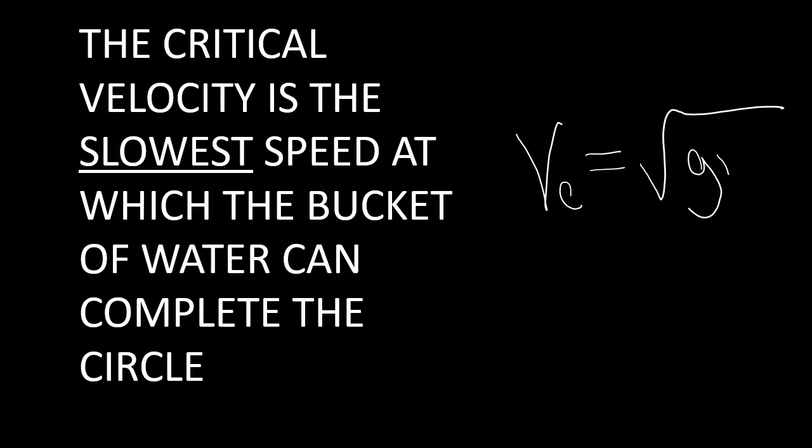Critical velocity can be represented by the following equation. We have Vc, which stands for critical velocity, and that's equal to the square root of little g, which we know by now is 9.8, times r, which is the radius of the circular motion that we are representing. If we determine what the critical velocity is, then we will know the very minimum speed at which the bucket of water can move to complete the circle without losing any water.